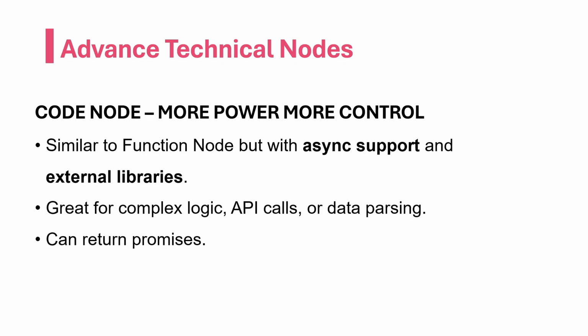Now we are going to see the code node. The code node is like an upgraded version of the function node. The function item node was the smaller version, and this is the upgraded, modified version of the function node. And it supports asynchronous operations, meaning you can call external APIs, wait for a response, and then return data all inside one node. This makes it ideal for integrating custom APIs or advanced automation logic.